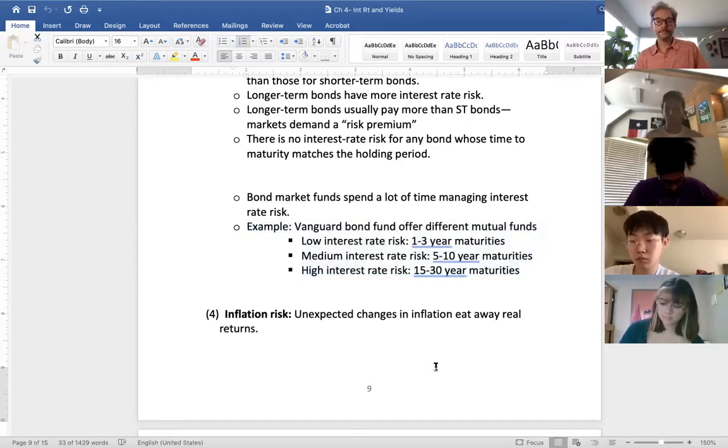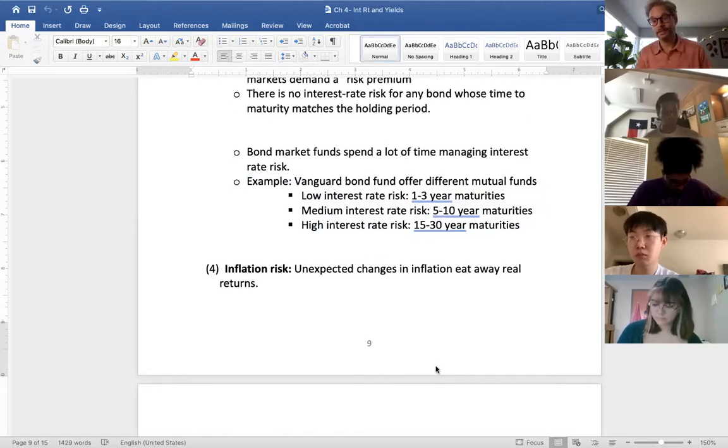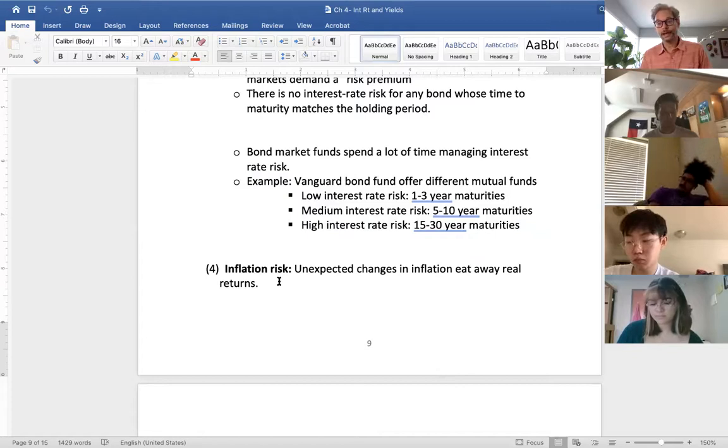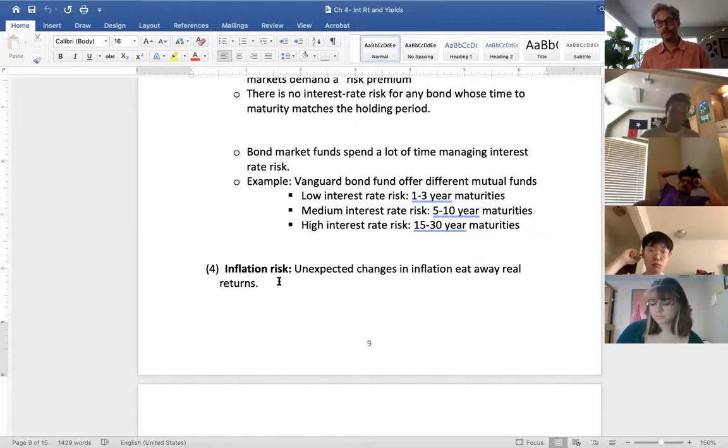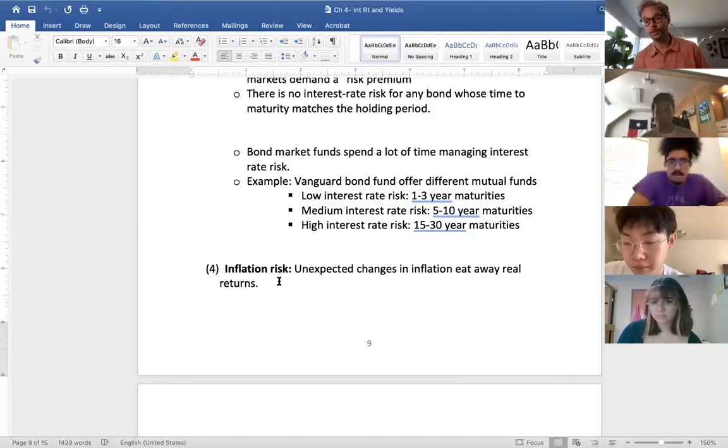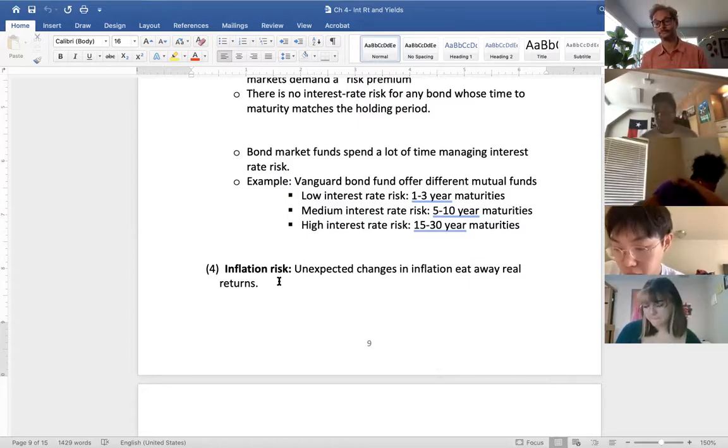And then finally, the last risk, and this is what I talked about in the first video that you watched this morning, is inflation risk, right? That in reality, investors don't care about your nominal yield. They really care about your real return. And so whatever your return is on holding an asset, you really need to think about adjusting that for the inflation rate. And as we talked about, unexpected inflation can eat away the real return from holding an asset, right?